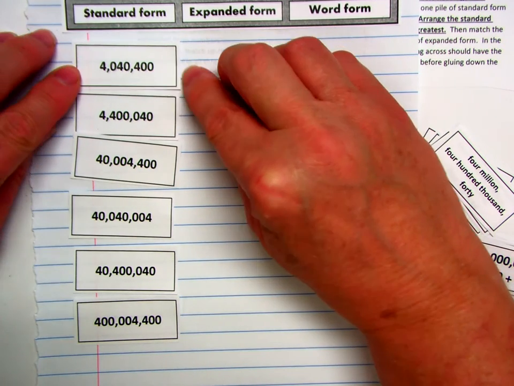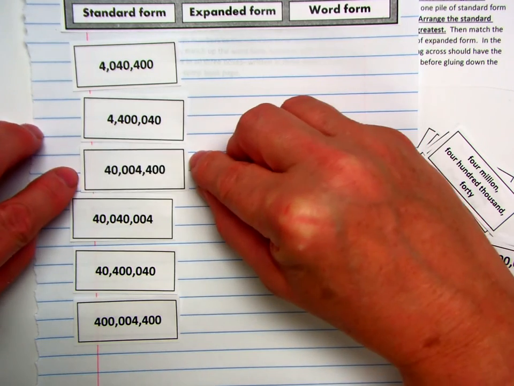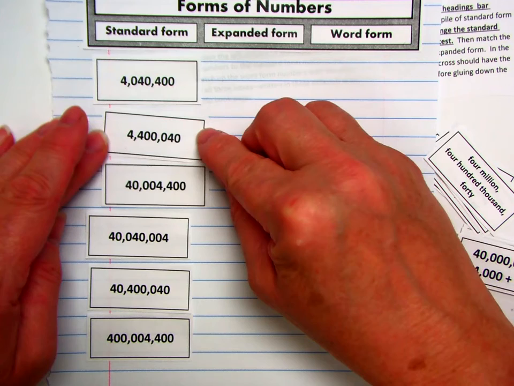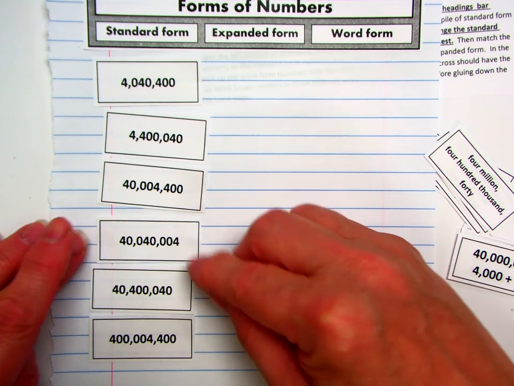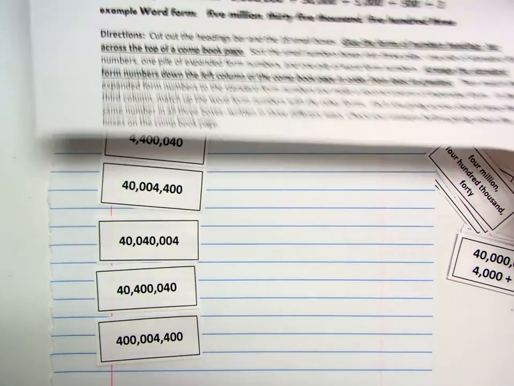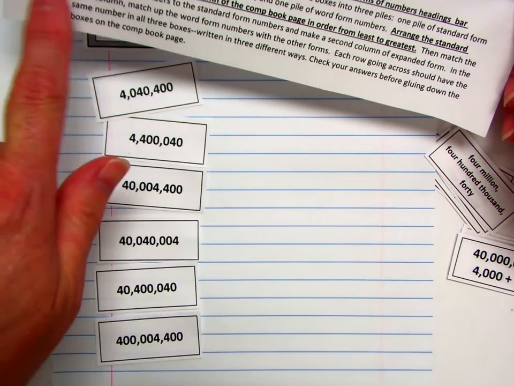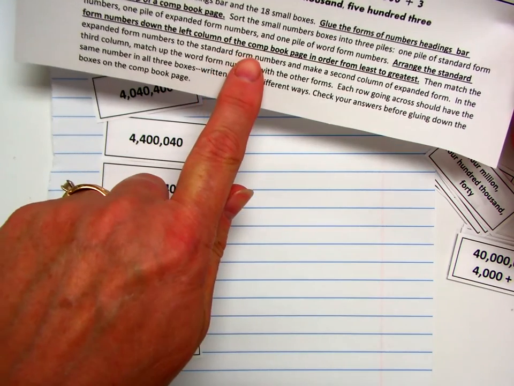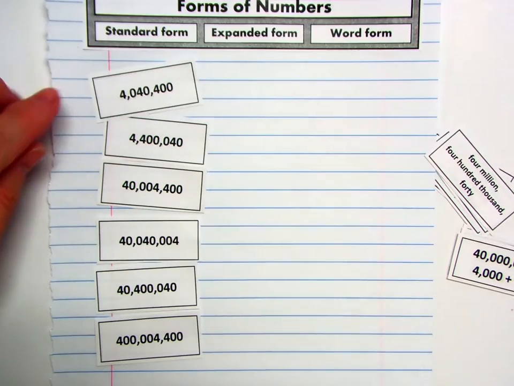So before I glue these all down in the standard form column, and I'm going to try and glue them nice and even and straight, I'm going to double check to make sure that I have all of these in order from least to greatest. Now let's review the directions again. It says arrange the standard form numbers down the left column of the comp book page in order from least to greatest.